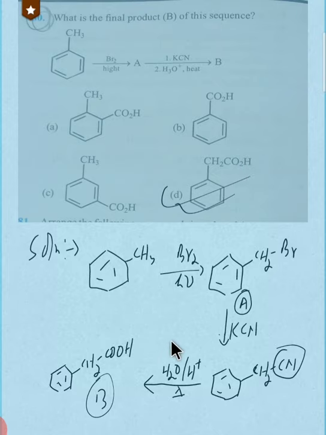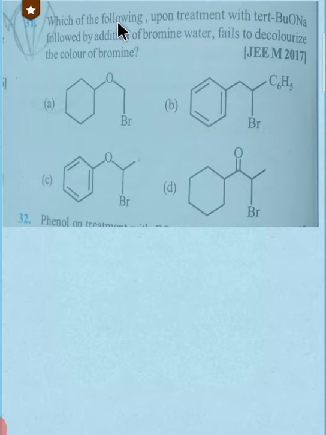2-phenyl ethanoic acid. This is 2-phenyl ethanoic acid. Let me go to the last question of this video. Which of the following, upon treatment with sodium tertiary butoxide, followed by addition of bromine water, fails to decolorize the color of bromine?